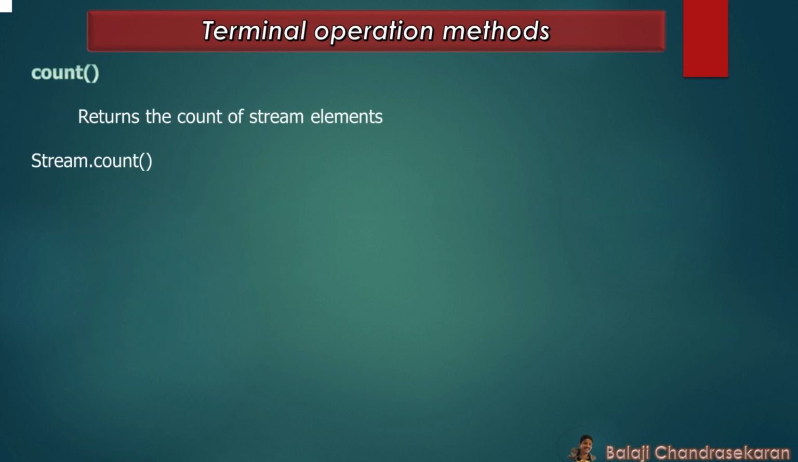The count method in Java stream returns the number of elements in the stream as a long value. It is useful for obtaining the size of the stream. The count method is a terminal operation, meaning that it triggers the processing of the stream and cannot be followed by other stream operations.